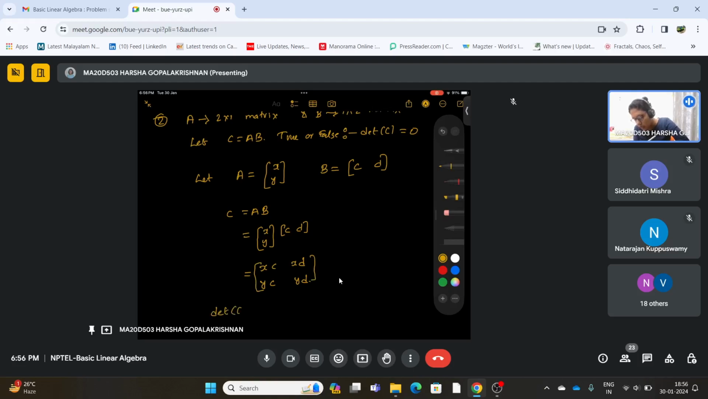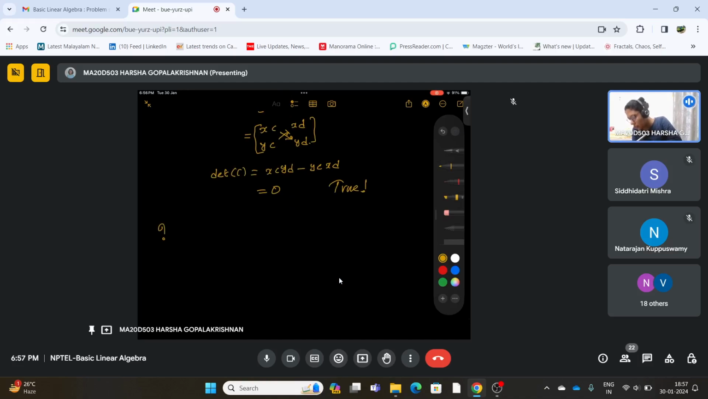Determinant of C: how will we find the determinant of C? This cross multiplication, this minus this. That is xc times yd minus xd times yc. Both are the same value, xcyd. Here also xcyd. So it is equal to 0. So the given statement is a true statement.